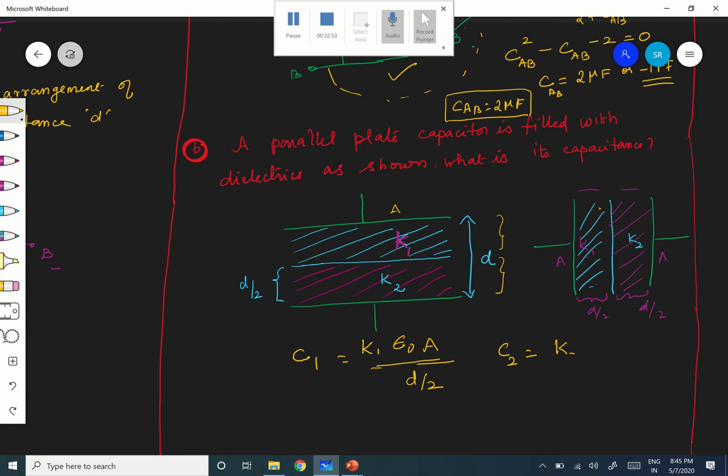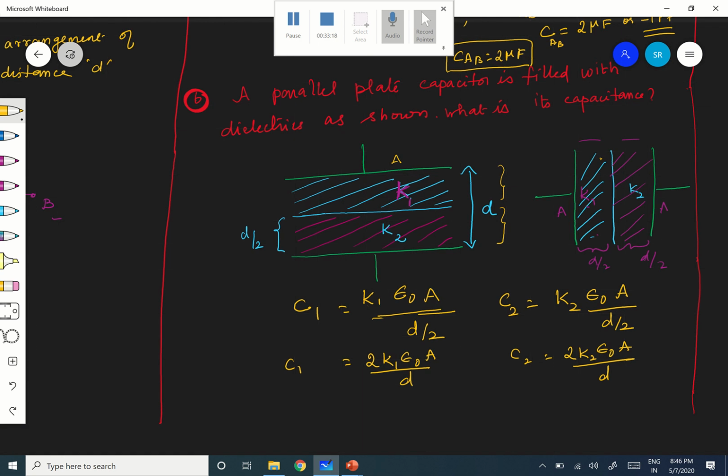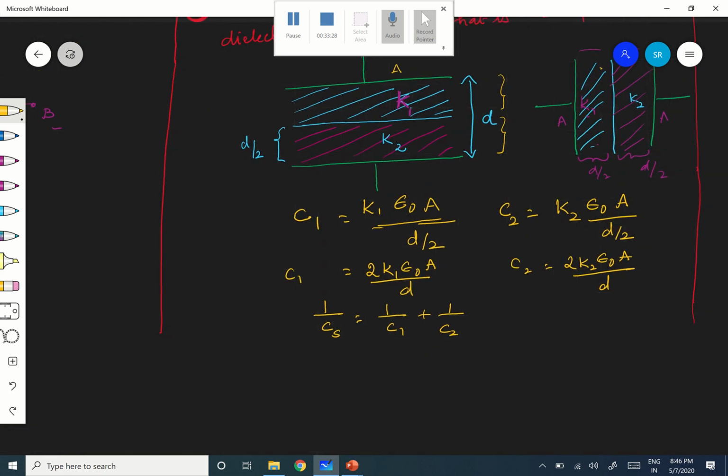What is C2? C2 is equal to K2 epsilon naught. Other factors are the same. Area of the plate is the same, divided by D by 2. That is nothing but C1 equals 2K1 epsilon naught A by D, and here C2 equals 2K2 epsilon naught A by D. Now both are connected in series, correct? Therefore 1 by Cs is equal to 1 by C1 plus 1 by C2.